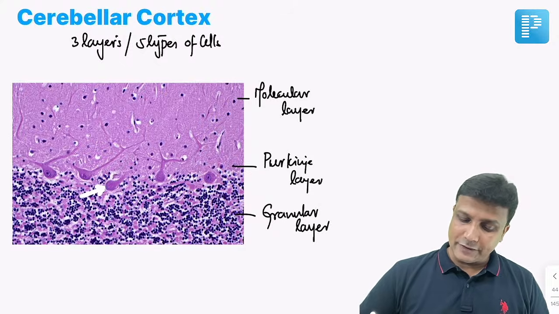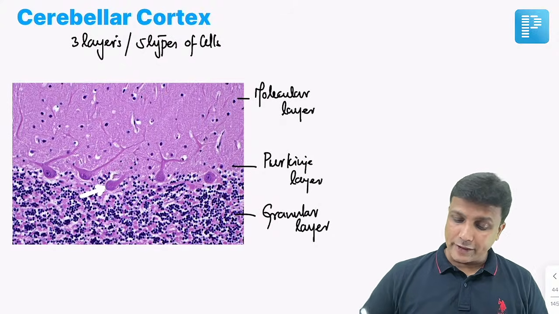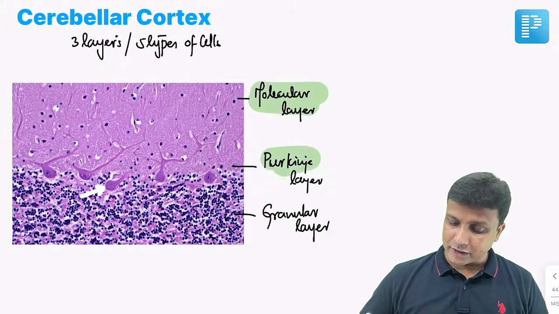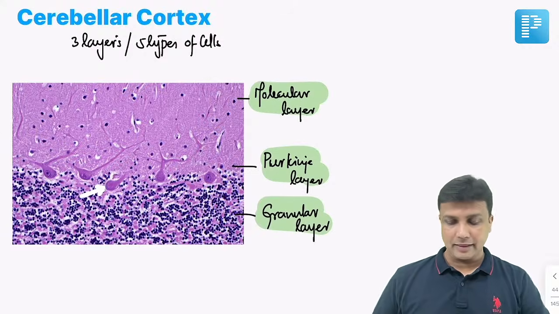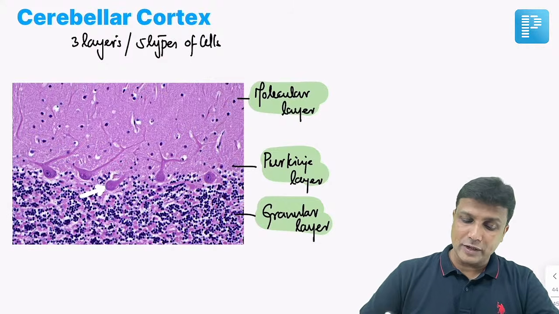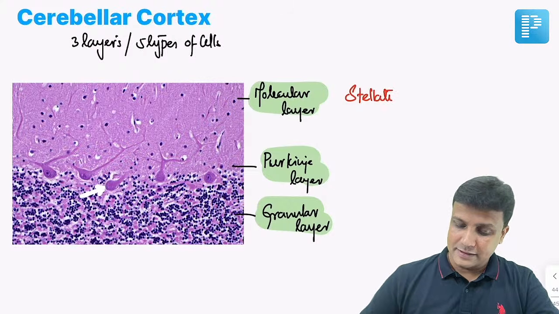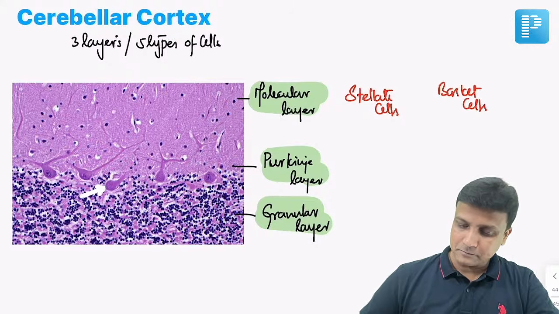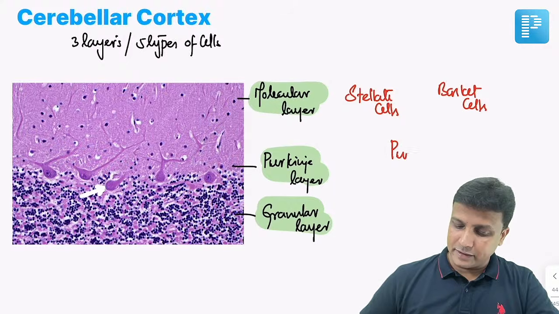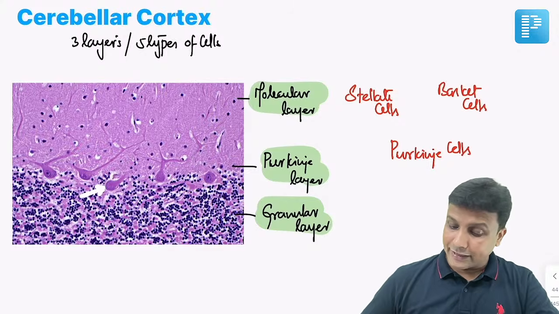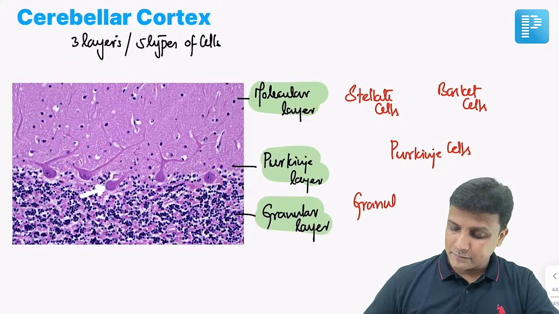So try to remember this one first. In the cerebellar cortex, you'll be having 3 layers: the molecular layer, the Purkinje layer, and the granular layer, sir. Now in the molecular layer, you'll be having 2 types of cells. One will be the stellate cells, another one will be the basket cells, sir. In the Purkinje layer, there will be Purkinje cells. And in the granular layer, you'll be having granular cells as well as the Golgi cells.